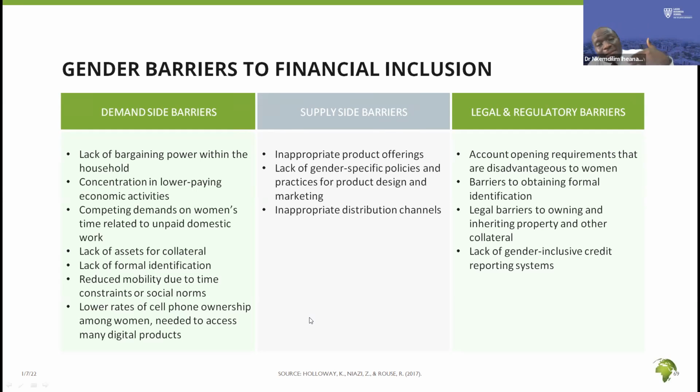Now, demand side barriers refer to those barriers that exist at the level of the female consumer. So now let's look at some of the demand side barriers. Lack of bargaining power within the household. So most times women are underrepresented. Women have to live under the oppression of men. Women have to take a back seat when significant decisions that have to do with money or other things in households are taken.